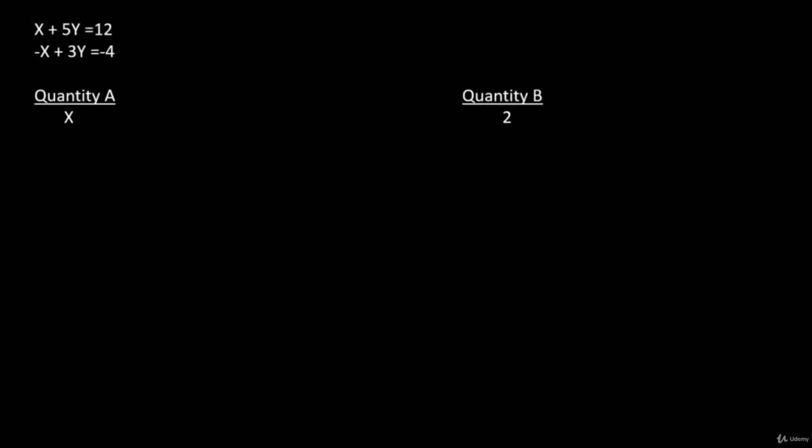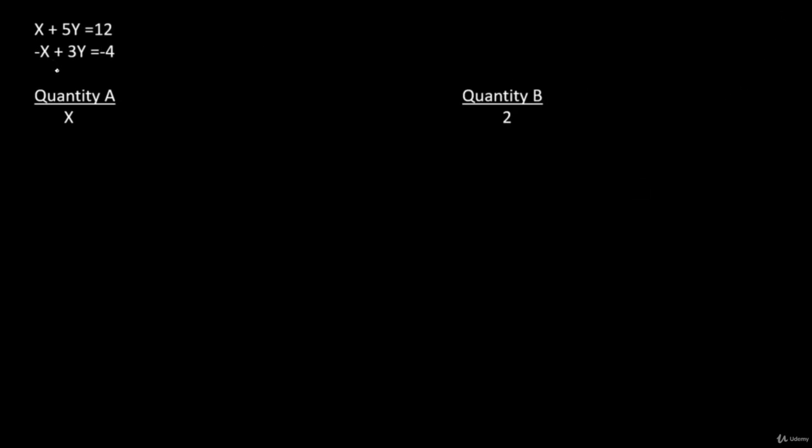Let's do this question. x plus 5y is equal to 12 and minus x plus 3y is equal to minus 4. Now quantity A is x and quantity B is 2. Pause the video, give it a try, and then let's do it together. Alright, we are back. I hope you have given it a try.